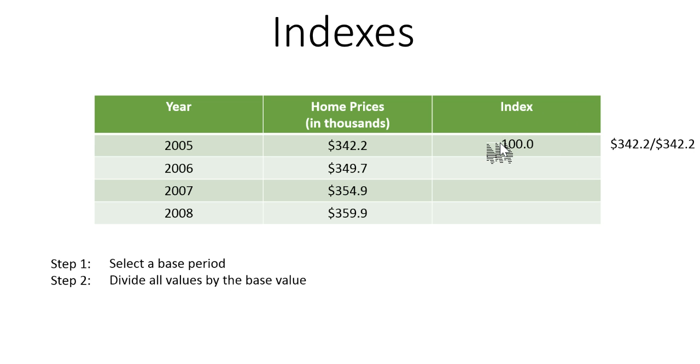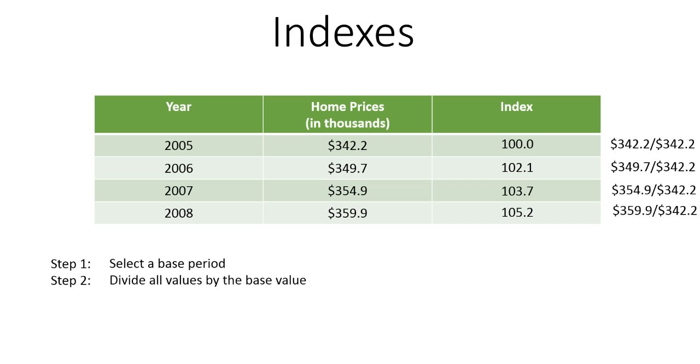So let's now take 2006 data and divide it by the base period, and we're going to get 102.1. 2007 data divided by the base period gives 103.7. And then finally, 2008 data divided by the base period, and you're going to get 105.2. So now let's examine this data.